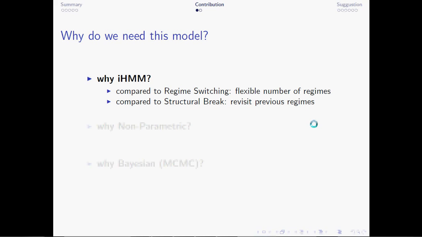The answer is yes. As Bill explained already, compared to the regular HMM, also known as the regime switching model, iHMM has flexible number of clusters. And the alternative, structural break model, the problem with that is when you exit a regime, you can never re-enter. So those were the bad features. So iHMM is better. Also, iHMM is designed for non-parametric Bayesian estimation.